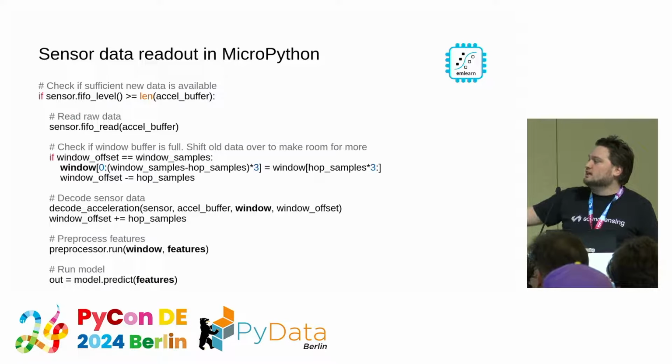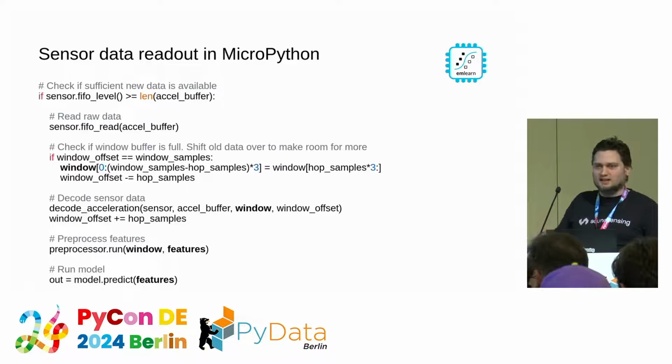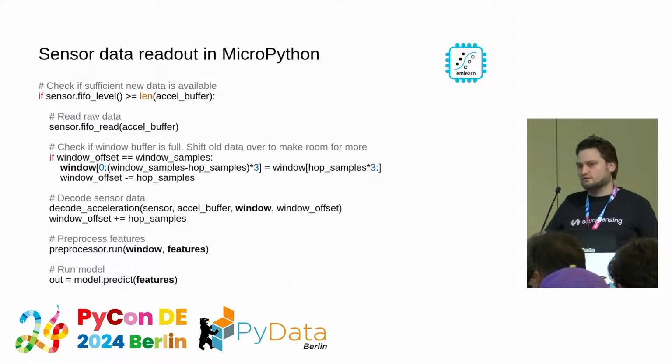And we decode the data. We run it through our preprocessor. I'll show an example of that, I think. And then we pass those features to the model, and we get our output. And then we would do something with this, like blink an LED, or send a Bluetooth message that goes to your phone, or trigger something on your smart home from Wi-Fi, or whatever you want.